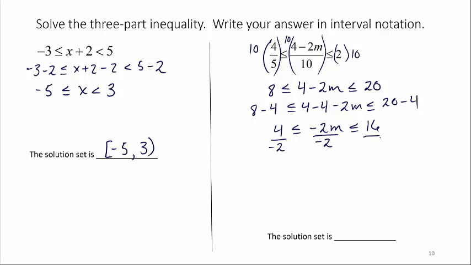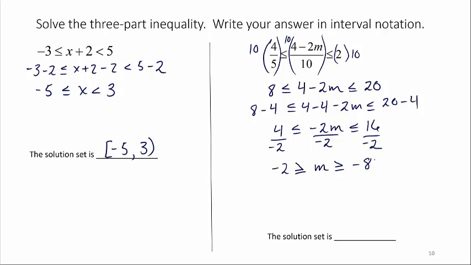What happens when you divide by a negative number? We have to reverse the signs, right? So 4 divided by -2 is -2, greater than or equal to m, greater than or equal to -8. In reversing the signs, you've got to reverse all of them, right? And the statement that you have in the end should make sense. All of the inequality signs should be pointing toward the lowest number, right? So we're saying -2 is greater than or equal to m, greater than or equal to -8, and -8 is the lowest number on the number line.